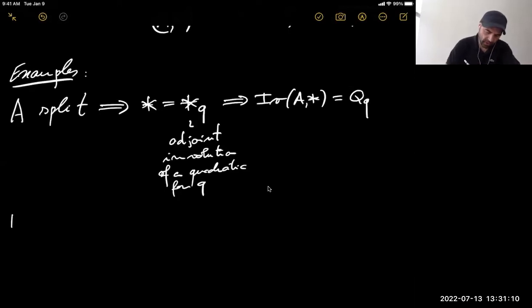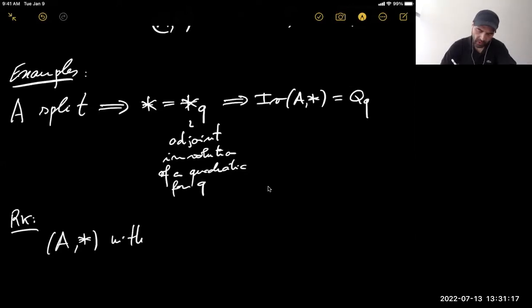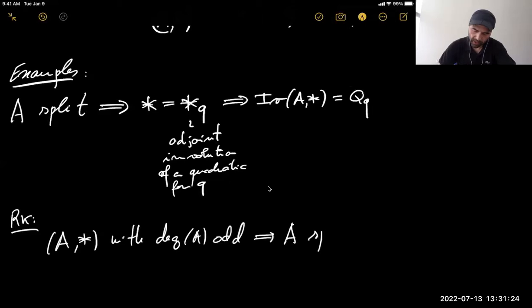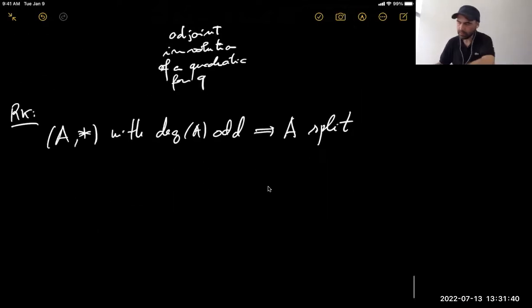Also, another important remark is that if you are in this situation with the degree of A being odd, then in this case it is because A is split. So in other words, when the degree of A is odd, you don't have interesting central simple algebras with involutions of orthogonal type. So we are just in the setting of quadratic forms. And then another example is the following.